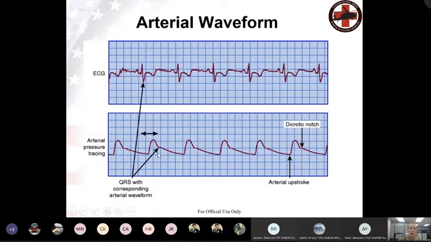Now, that mechanical response is actually seen here in the waveform on the art line. So you'll have a QRS complex, and then immediately thereafter, you'll have an uptick in your arterial pressure waveform that's going to give us an idea about the mechanical response of the heart to that electrical activity. Now, in our art line, we have a nice little piece here that's called the dicrotic notch. Captain Schuler, can you tell me what the dicrotic notch represents?